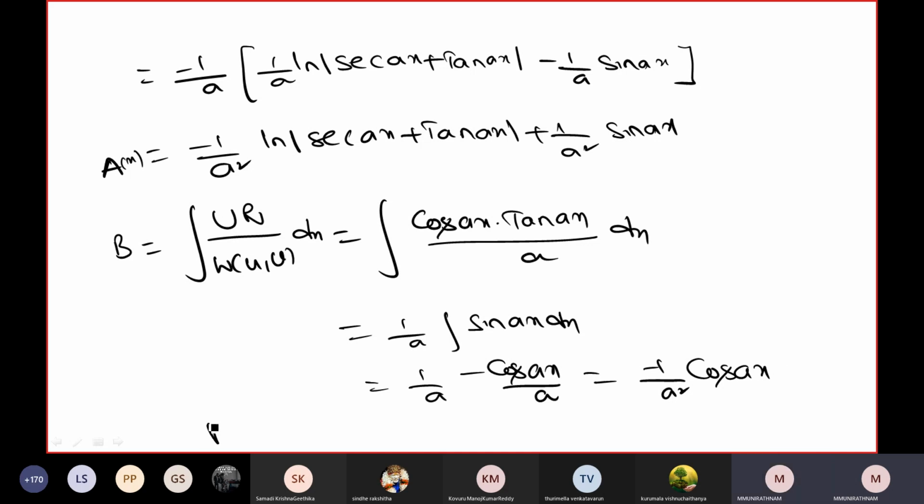So therefore PI is a into u of x plus b into v of x. Replace a into u of x plus b into v of x. What is left is the final step. What is PI? Anyone? What is PI? Anyone?